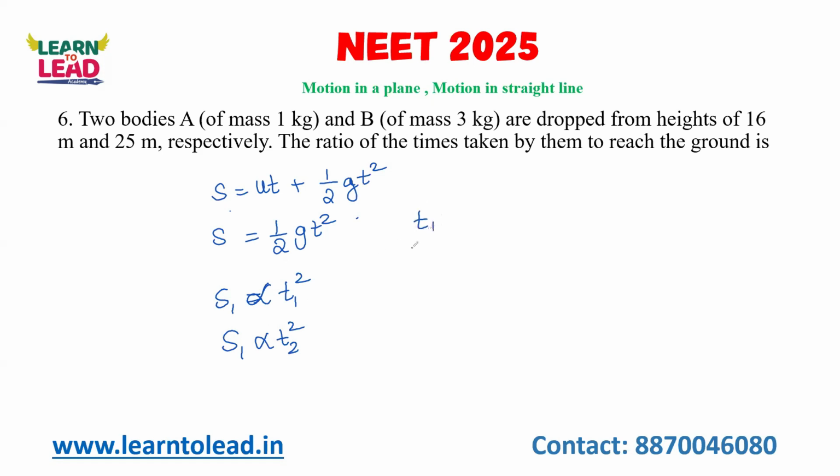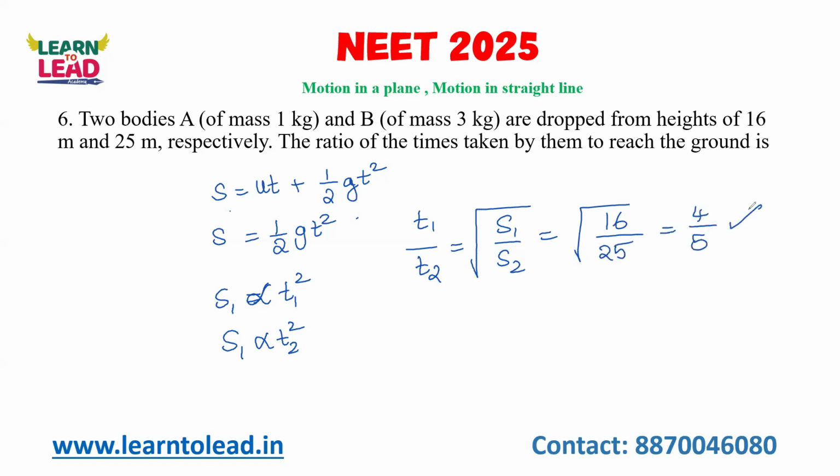They are asking what is the time taken. So T1 by T2 is directly proportional to square root of S1 by S2. So the distance ratio is 16 divided by 25, so 4:5 is your answer. You should know how to compare the formulas. They have given two cases for the same concept. If they give you two cases for the same concept, you should know how to compare the two formulas. Okay.